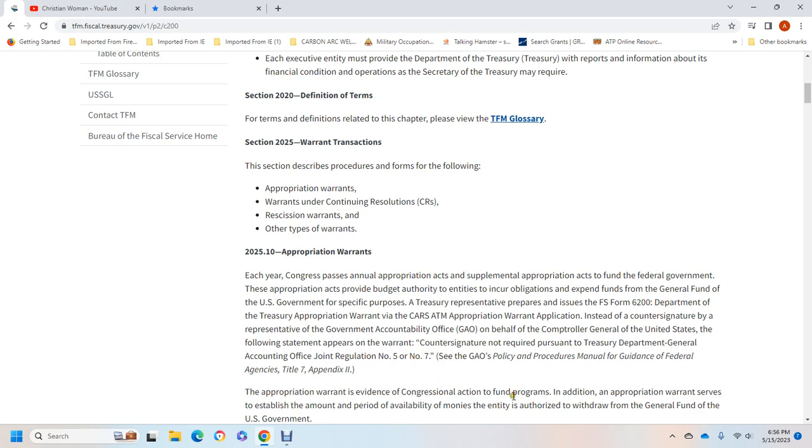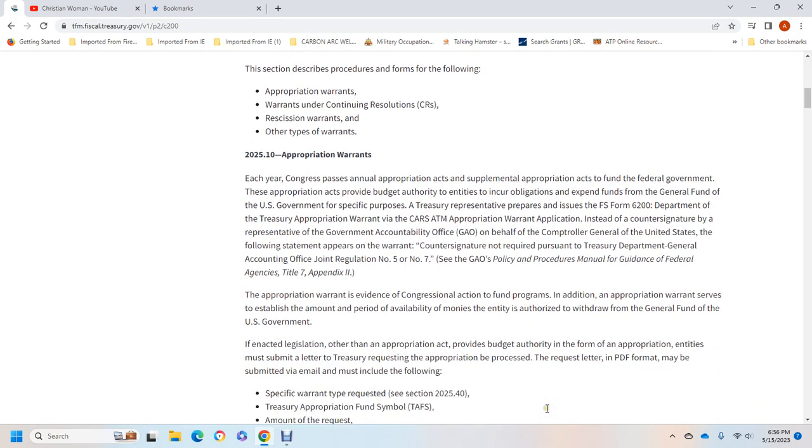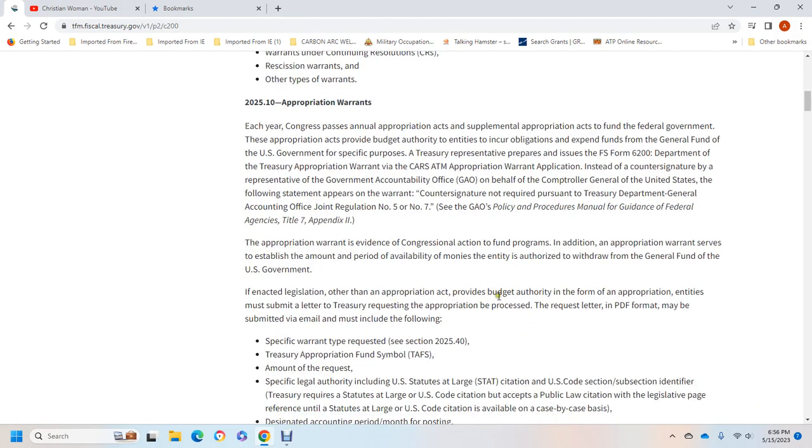An appropriation warrant is evidence of congressional action to fund programs. In addition, the appropriation warrant establishes the amount and period of available money for any authorized withdrawal from the general fund of the U.S. government. With enacted legislation that provides budget authority in the form of an appropriation, the agency must submit a letter to Treasury requesting appropriation processing.